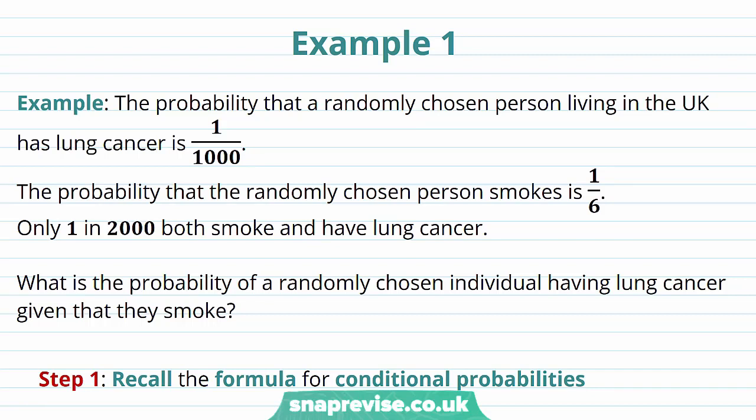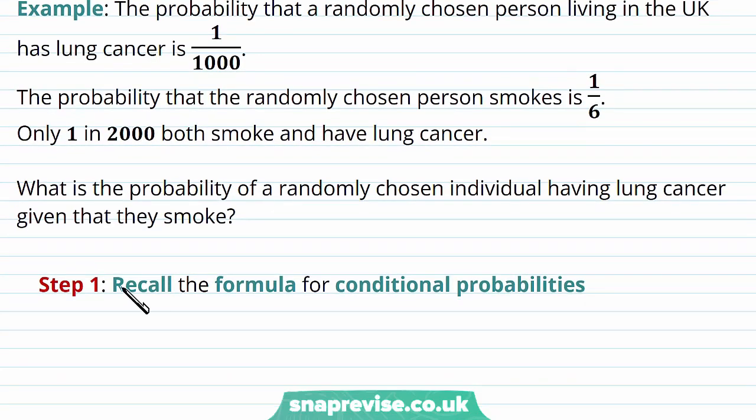Our first example says that the probability that a randomly chosen person living in the UK has lung cancer is 1 over 1,000. The probability that the randomly chosen person smokes is 1/6. Only 1 in 2,000 both smoke and have lung cancer. What is the probability of a randomly chosen individual having lung cancer given that they smoke? This is an important probability to be able to calculate in dealing with medical issues such as these.